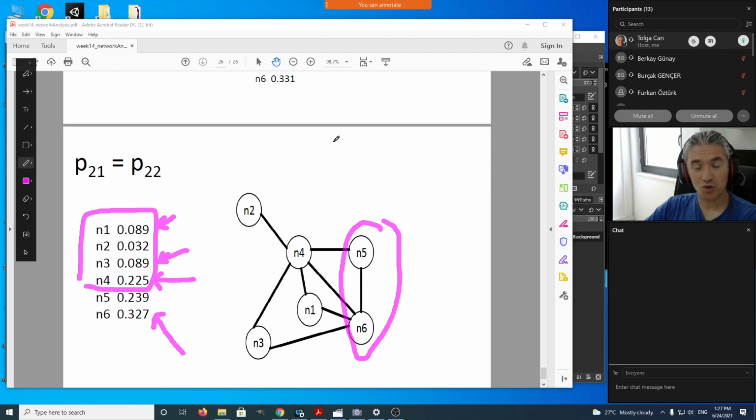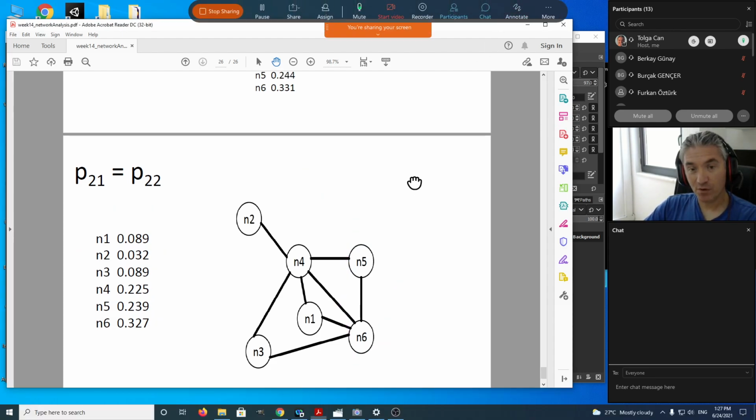So if I were to add them to this set of genes as the next gene to be analyzed or experimented with, N4 would be at the top of my list. N4, then N1 and N3 equally weighted, and then N2 comes. So this is how you would do random walk with restarts.